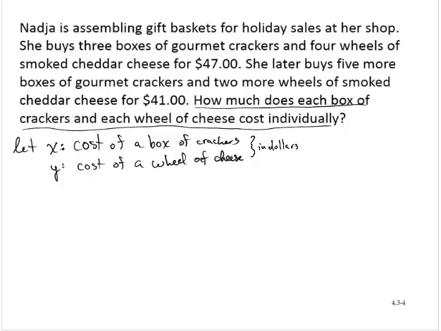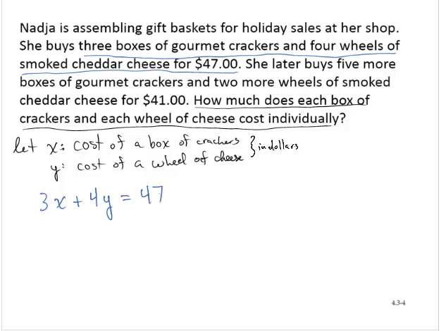In the first situation, she buys 3 boxes of gourmet crackers and 4 wheels of smoked cheddar cheese for $47. Each box of crackers costs x dollars. Each wheel of cheese costs y dollars. And the total is $47. So I can write an equation. 3 boxes of crackers, so 3 boxes times the cost per box, plus 4 wheels times the cost per wheel, and we get in the end $47.